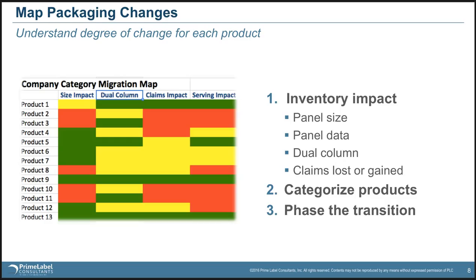Now that you have a sense of panel changes, you can map these changes against your entire product set to get an idea of the impact for each product and get a 50,000-foot view of the magnitude of the changes. This map will be crucial to deciding which products will need minor tweaks and which will need major tweaking, and will be invaluable when figuring out a transition game plan.